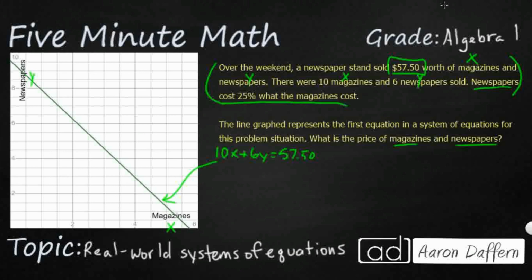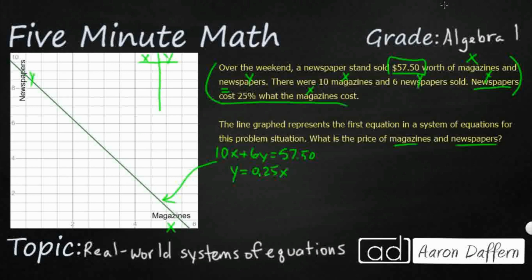Newspapers cost 25% of what the magazines cost. Newspapers, y, cost or equal 25% of magazines, x. So we can call that y equals 0.25x. Now, since we've got this graph, let's go ahead and just graph this to estimate a solution.